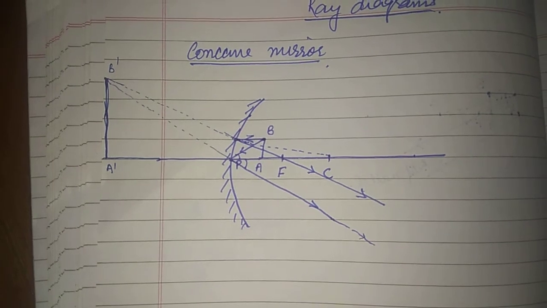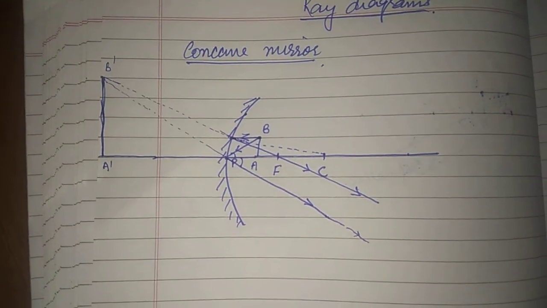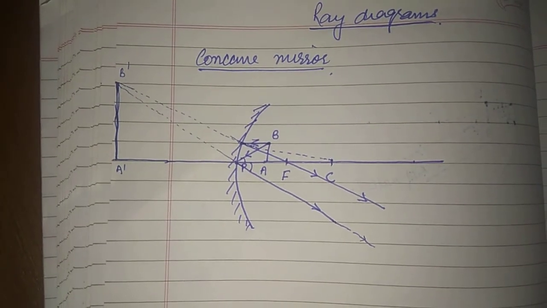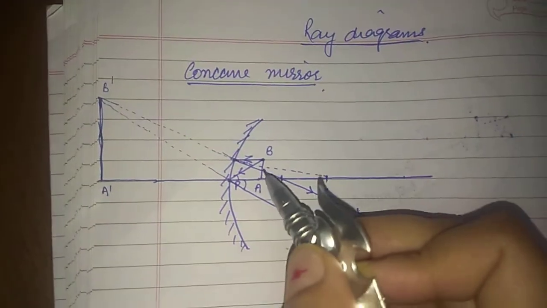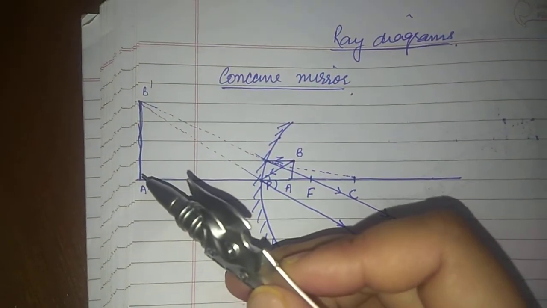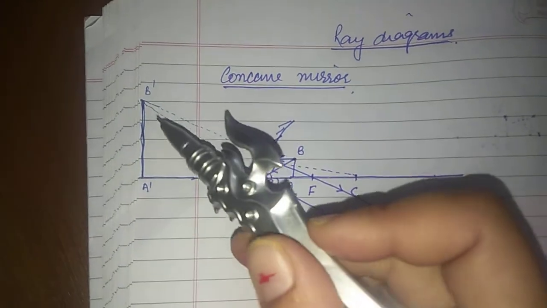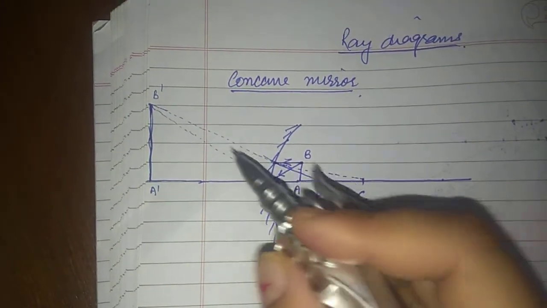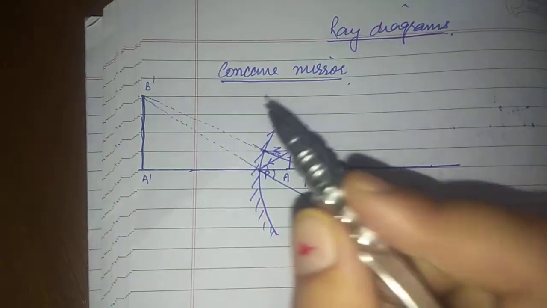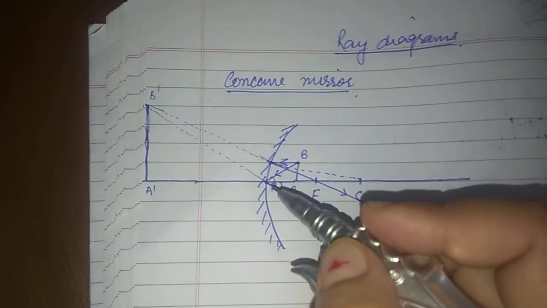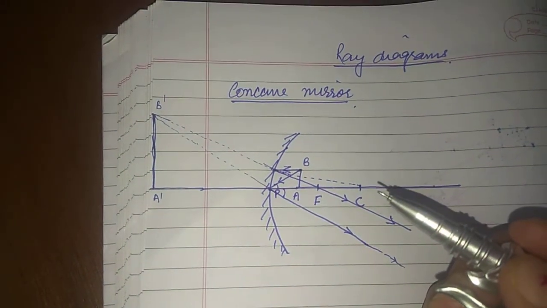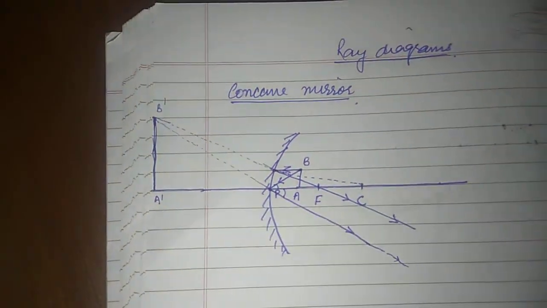Now what we can say about the nature of the image in this case: this image is a magnified image because it is larger than the object. This image is lying behind the mirror, and it is a virtual image because the two rays are not actually going to meet. We have extended them in the backward direction. When the two rays are not actually meeting at one point, we have to extend them backward to find their meeting point. So this type of image is a virtual image.